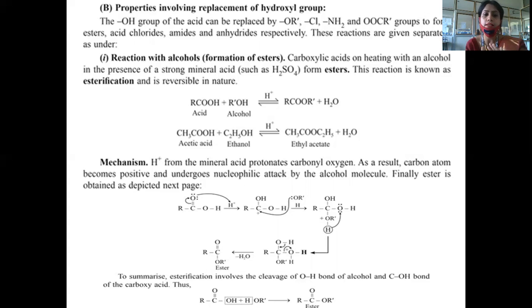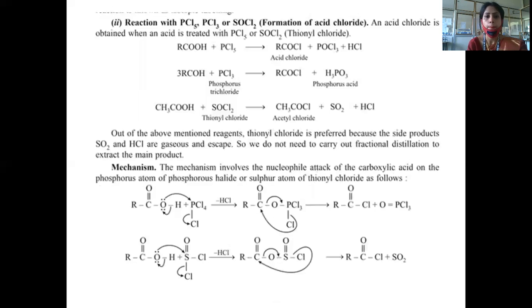When acid reacts with alcohol, the product is an ester. If we see the mechanism, it is an acid catalyzed reaction. H plus from the mineral acid, such as HCl or HBr, protonates the carbonyl oxygen. The carbon becomes positive and undergoes nucleophilic attack by the alcohol molecule. Finally, the ester is obtained as shown in the figure. To summarize, esterification involves the cleavage of the O-H bond of the alcohol and the C-OH bond of the carboxylic acid. So you see the OH is replaced from the carboxylic acid and the ester is formed.